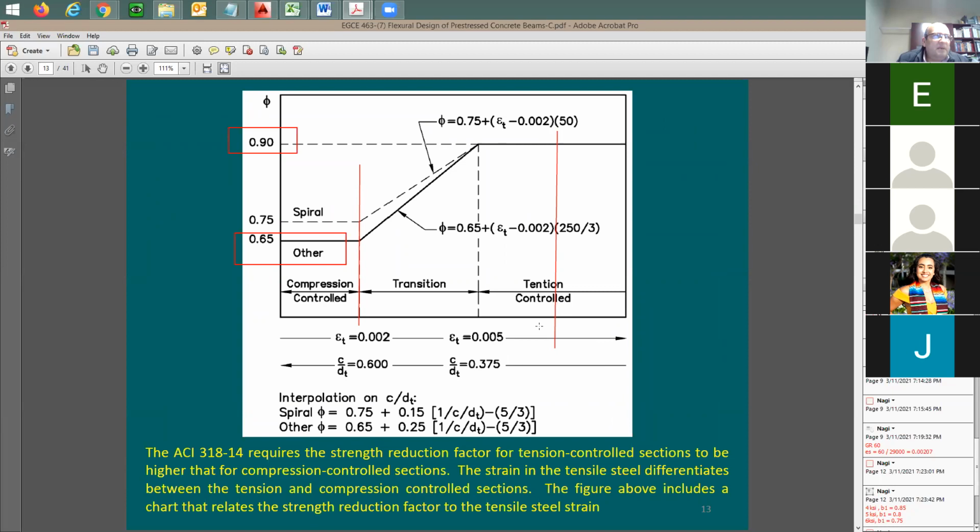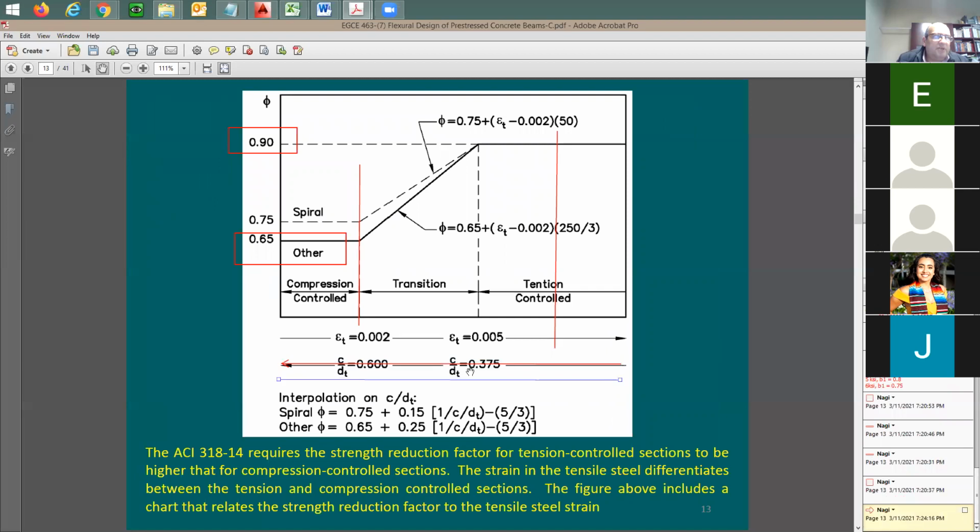But be careful, because the direction of increase of c over d goes this way. And look at this. It shows here 0.6, and here it's going to be 0.375. The direction of increase for the strain in the steel in the chart is coming this way. So just be careful about this. If I give you here c over d equals 0.5, where would you go? 0.5 means you're going to be in the transition zone, right? If you're not careful about the direction of increase for c over d, you would have gone to the tension control. You say 0.375, here's 0.5, right? But this is wrong. It should be in the middle here. So be careful about the direction of increase.